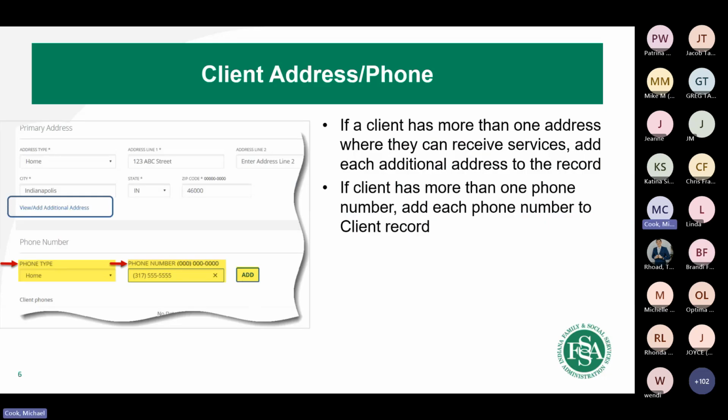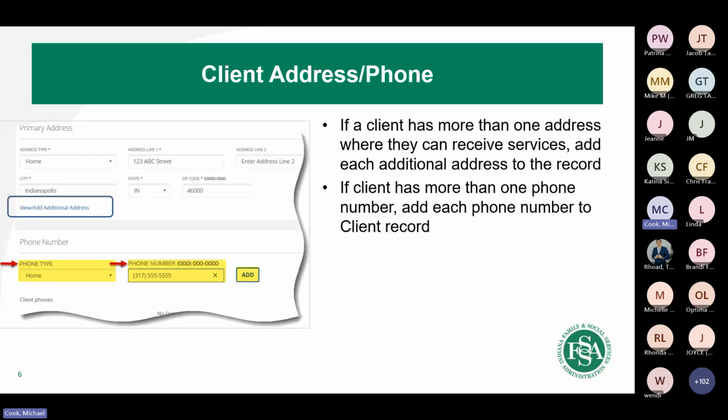Another key feature is to add the client address and phone number. And this is going to be critical for verifying that services are provided at the specific location, especially when GPS is utilized. As a key reminder for providers, if a client has more than one address where they receive services, providers are strongly encouraged to add each additional address to the member's record. And that goes for a phone number as well. If a client happens to have more than one phone number, go ahead and add each one of those phone numbers to the client record.